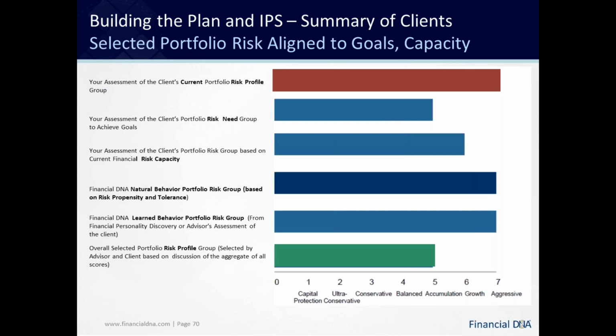This graphic here is very relevant because it demonstrates, using the portfolio groupings below here, which start in the middle at group four and go either up or down, how we bring all of these key elements together to finally determine the risk profile that will be used by the advisor for the portfolio.